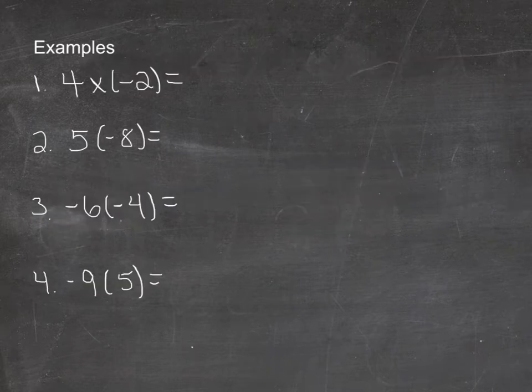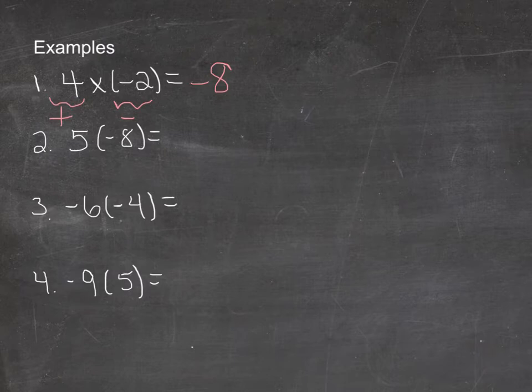Okay, so 4 times negative 2. All I do is multiply like I normally would, so 4 times 2 is 8, but I have a positive 4 and a negative 2, so I have a positive times a negative, so my answer is going to be negative 8.